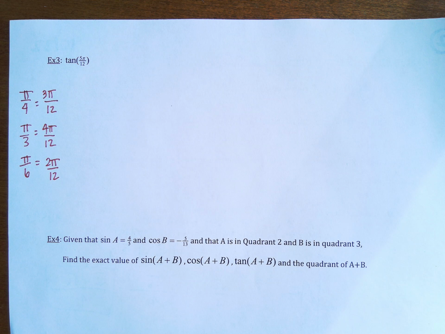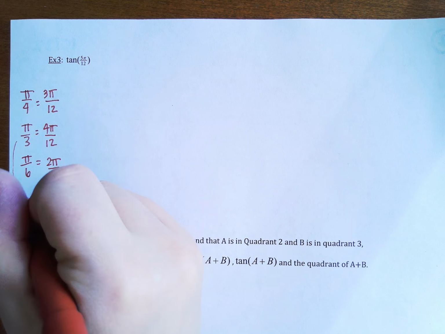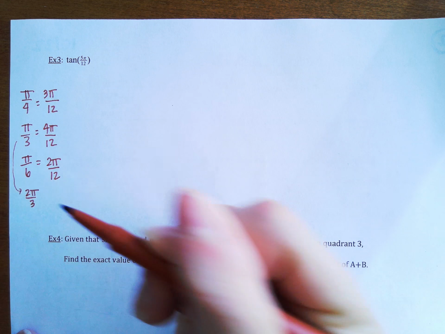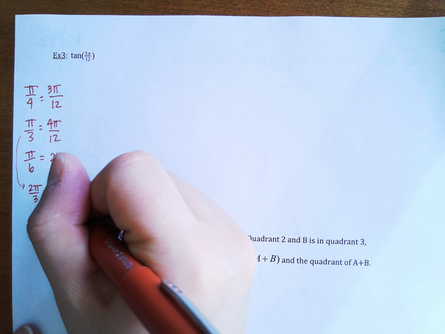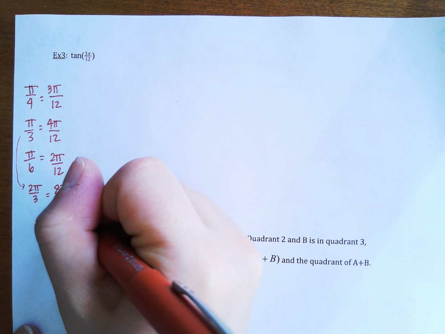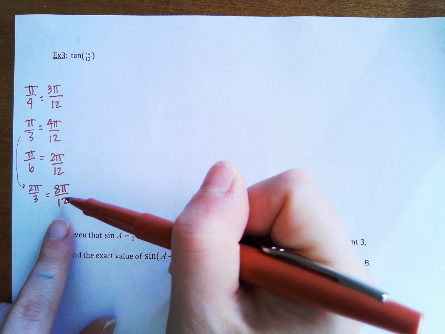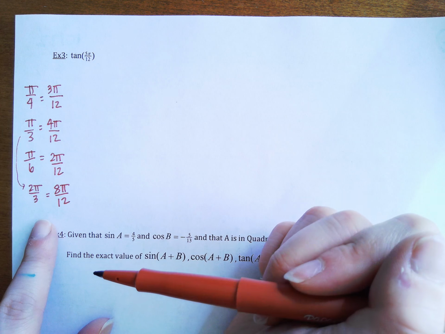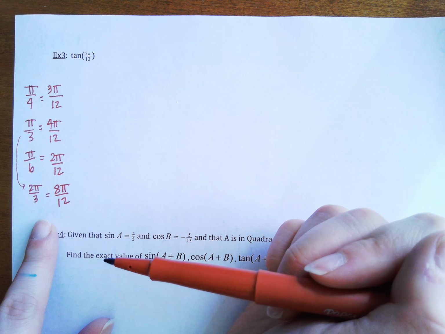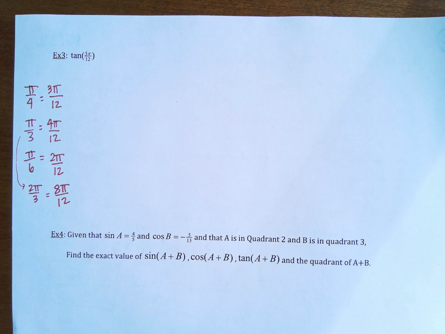That might not be the only way to do this. There might be other ways. Like I could say, instead of pi over 3, I could look at 2 pi over 3, which I multiply both top and bottom by 4, and you get 8 pi over 12. So I could do 8 pi over 12 minus 3 pi over 12, or 2 pi over 3 minus pi over 4, and use the difference identity, and I should get the same answer. It's really up to you.